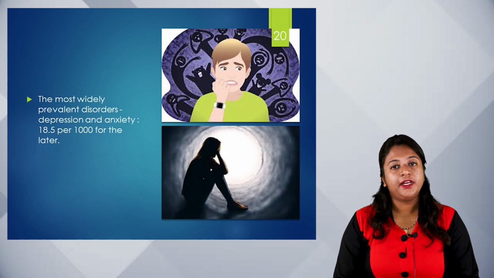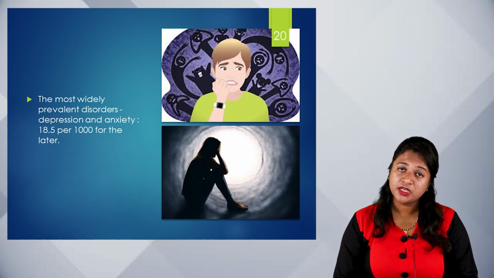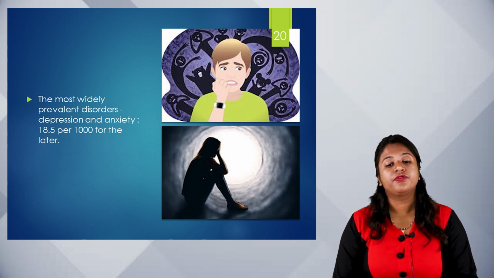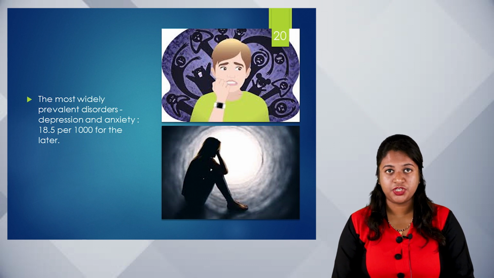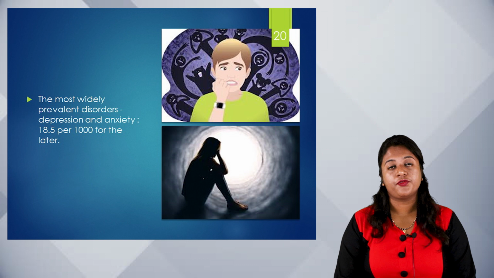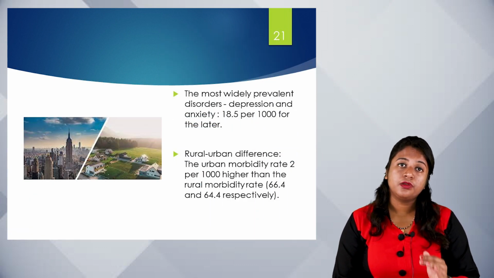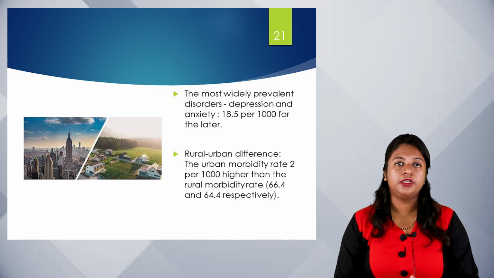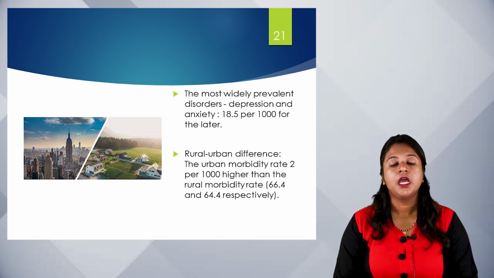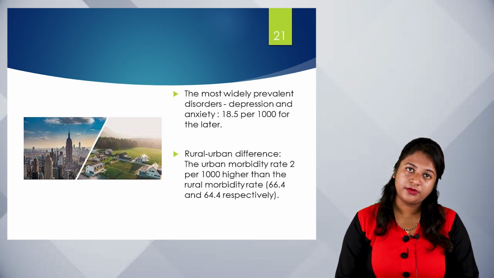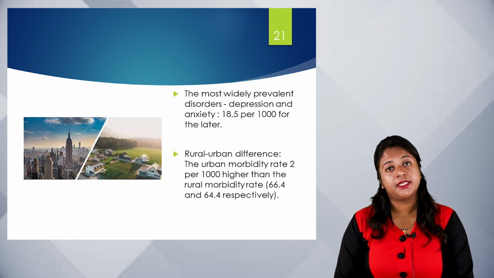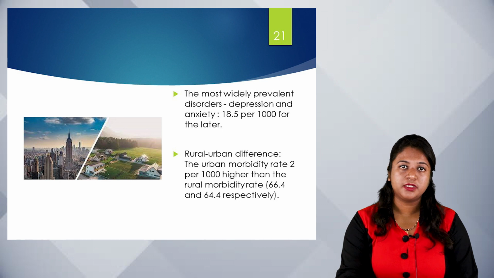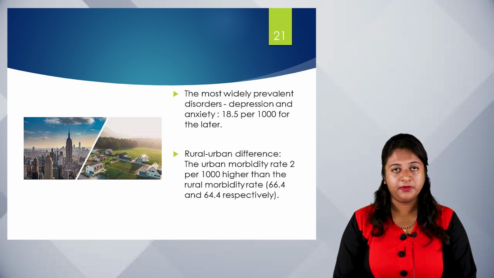The most widely prevalent disorders observed are depression and anxiety. The depression rate is 18.5 per thousand population. If you take the differences between rural and urban, the urban morbidity rate is observed to be 2% higher than the rural morbidity rate. So in the urban community the mental disorder rate is 66.4, whereas in the rural community it is 64.4. So only a 2% difference is there between the urban and rural community where mental disorders are distributed.